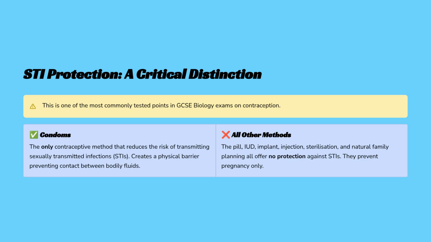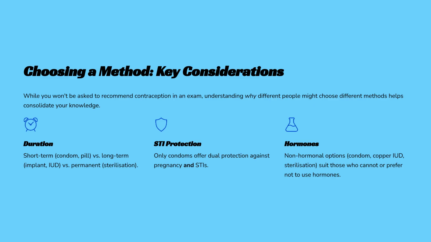To conclude, remember the vital distinction regarding STI protection. Only barrier methods, such as condoms, offer protection against STIs. This is a common and important point that appears in GCSE Biology exams. When choosing a method, consider the duration of effectiveness, ranging from short-term options like the pill to long-term implants or permanent sterilization. Remember that only condoms provide dual protection against both pregnancy and STIs, and some people may prefer non-hormonal options.